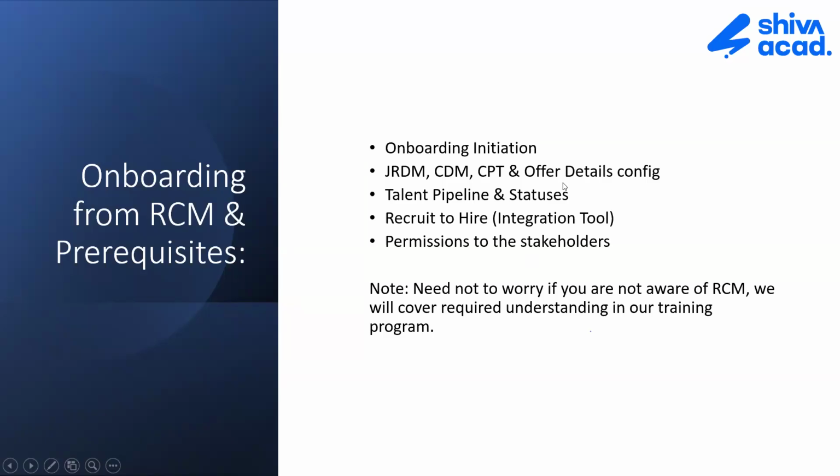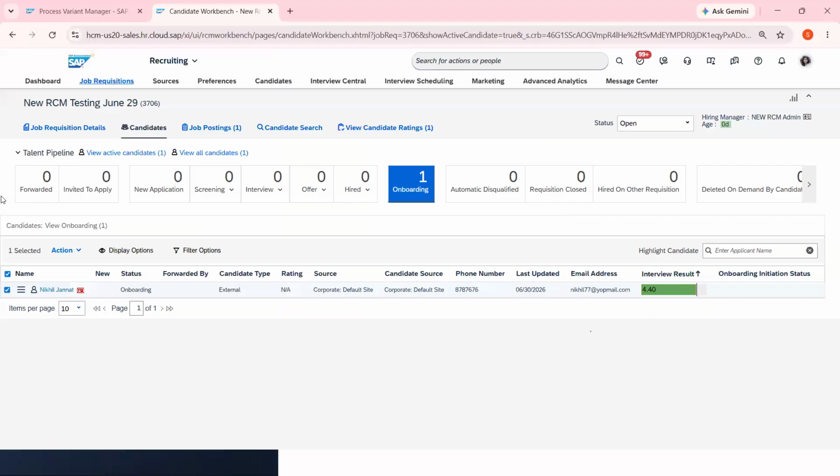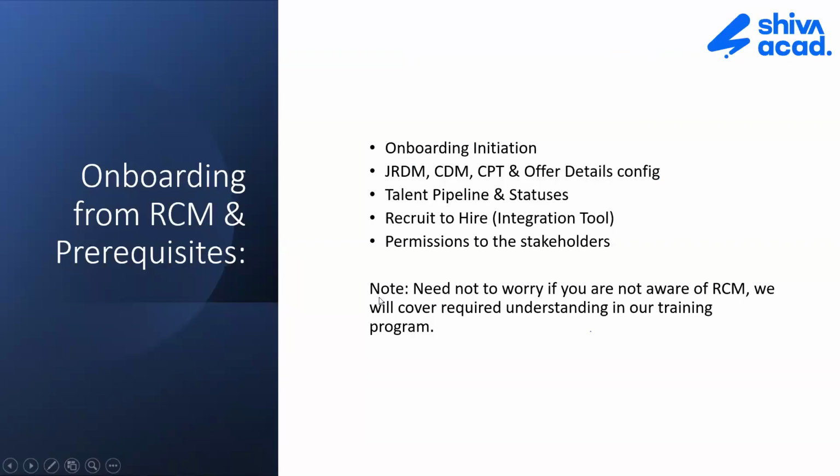So if somebody is not familiar with the coding, in the front end also there is an option to configure the fields. Talent pipeline and statuses. This is the screen I'm showing. This all blue color screen is there, right? So this is called the talent pipeline. And each box is called a status. Which step the candidate is in, which status the candidate is in, everything they can get to know.